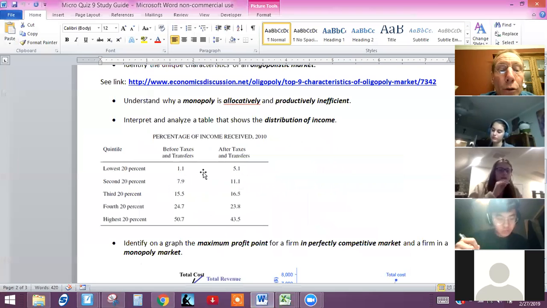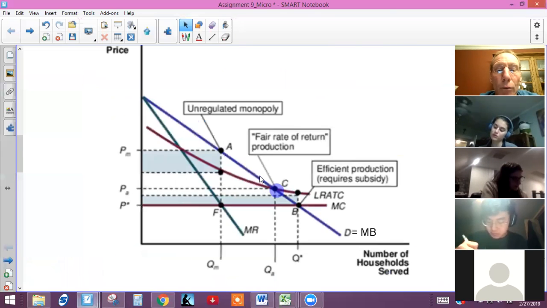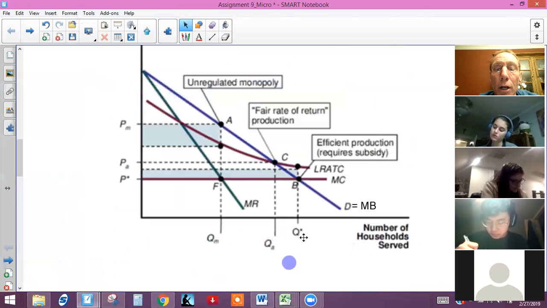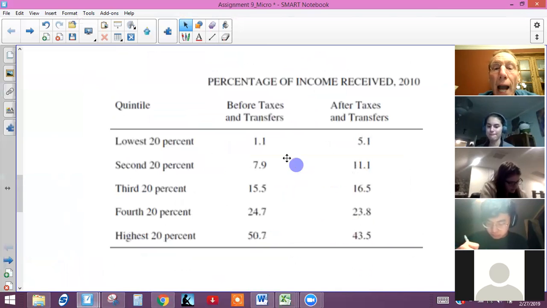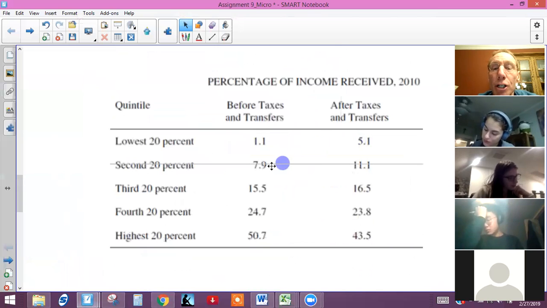This is not a review. This is probably something you may or may not have seen. You've probably seen it somewhere, but not in our course, I don't think. So this is a table showing the percentage of income. I've got it right here a little bit larger so we can see it. What I want you to be able to see here is what's happening. What is changing here, right? What is changing?